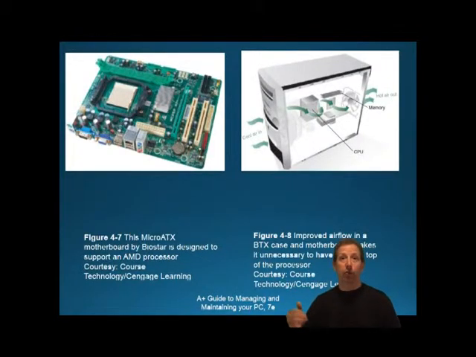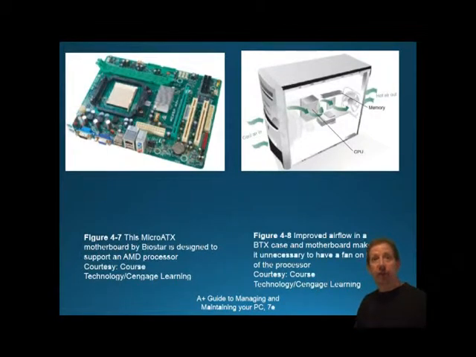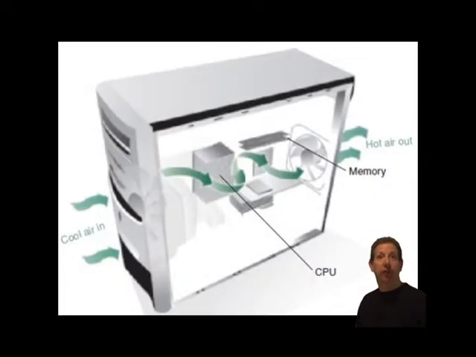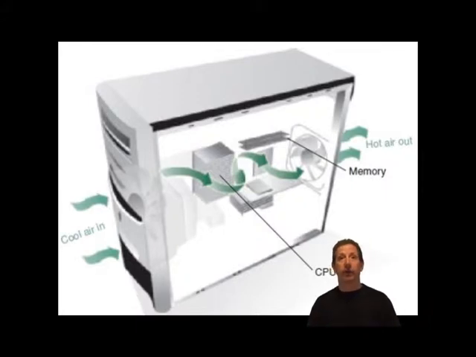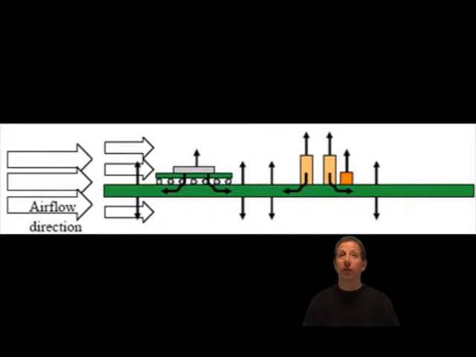And in the case that we're showing here, you'll notice how the processor is sitting immediately in front of the intake fan installed in the front of the case. This intake fan, together with the exhaust fan on the rear of the case, produces a strong wind tunnel effect over the processor, making it unnecessary to have a fan on the top of the processor itself. Now also notice here that the memory modules and expansion cards fit into the slots parallel to the airflow rather than blocking the airflow as they sometimes do with the ATX form factors. Airflow in a BTX system is also designed to flow underneath the BTX motherboard.